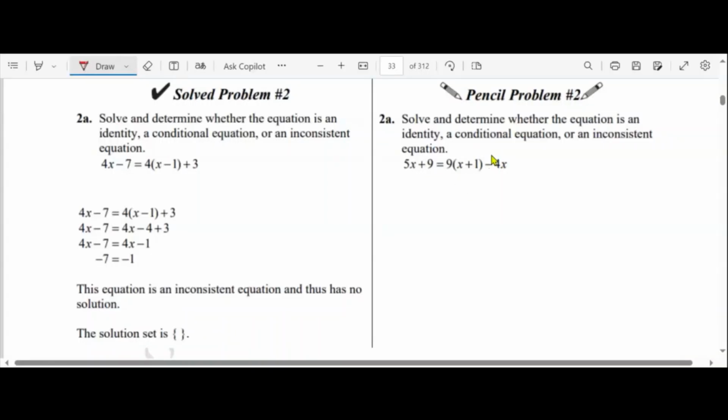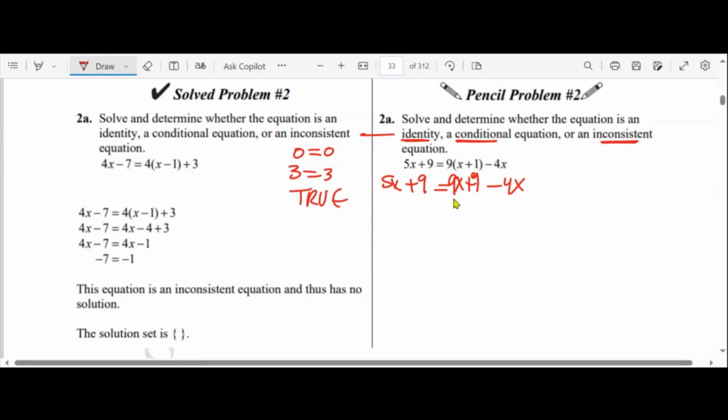He's asking you, is it conditional, inconsistent, or identity? Identity means the numbers are equal to each other, like 0 equals 0, 3 equals 3. It's true, right? So let's try this one: 9x plus 9 minus 4x equals 5x plus 9.